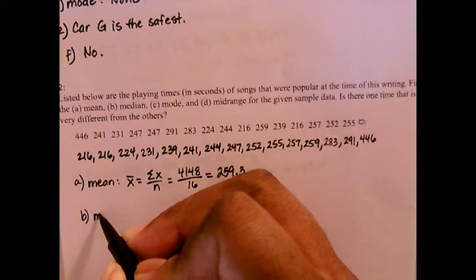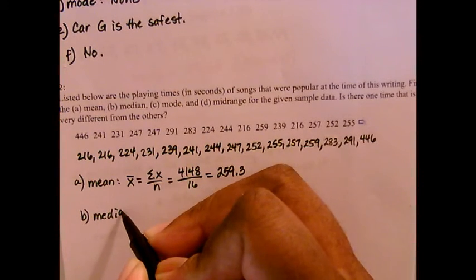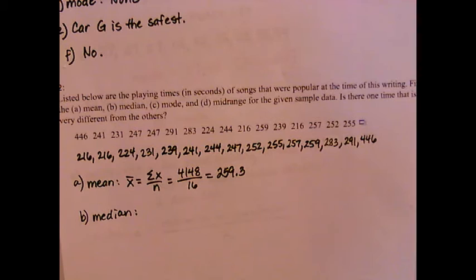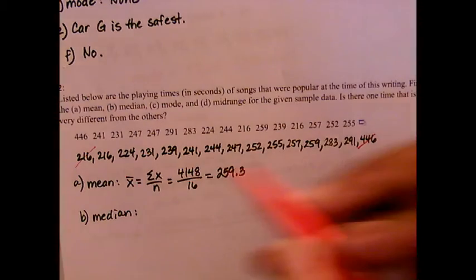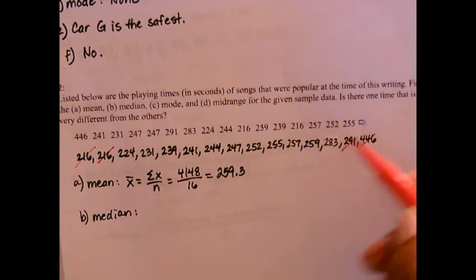Now for the median of this set of data. The median is going to be the average of the, well, actually there's 16 data values, so that tells me I'm going to have two middle numbers. So the median is going to be the average of the two middle numbers. So let's say you were to cross out the first and the last and keep doing that until you get to the middle.